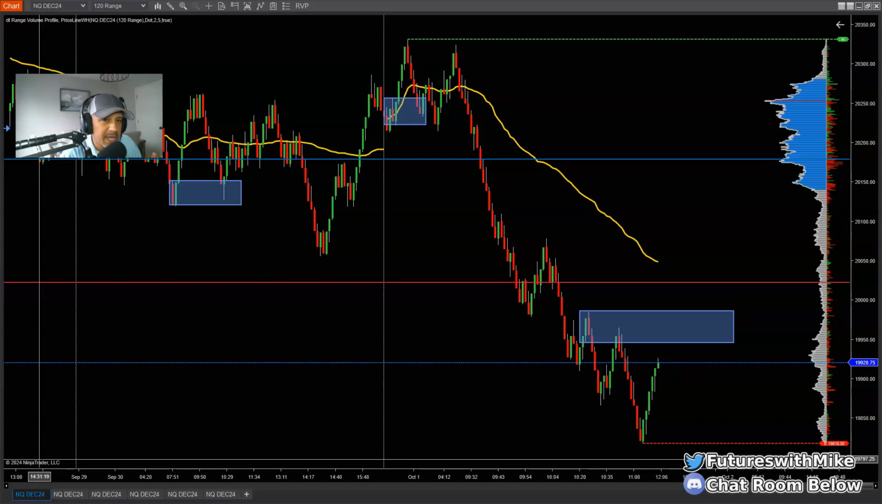This was a supply zone setup that I took on the NASDAQ 100. And yeah, with 2 contracts, I can gross $800. And I did so within a matter of 3 minutes or less on this trade. So let me break down this trade setup for you.